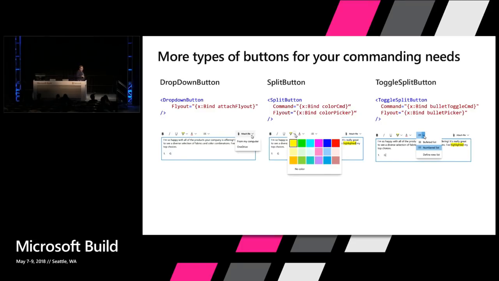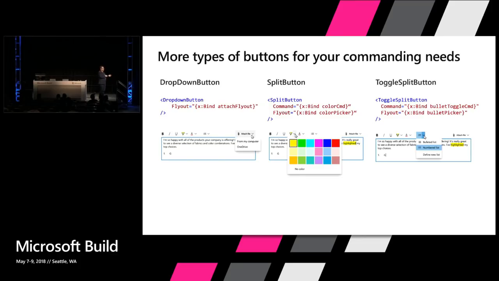And one last thing on commanding is we've heard a lot of requests for more types of buttons. If I have rich toolbars and rich commanding, there's not just simple buttons and toggle buttons, but people want drop-down buttons. So that's a button that you click on, and it gives you a little drop-down. You could do that today, but you didn't have the visualization that showed you the little arrow, and so users didn't know that there were more commands hiding in your app. And so now you have that.